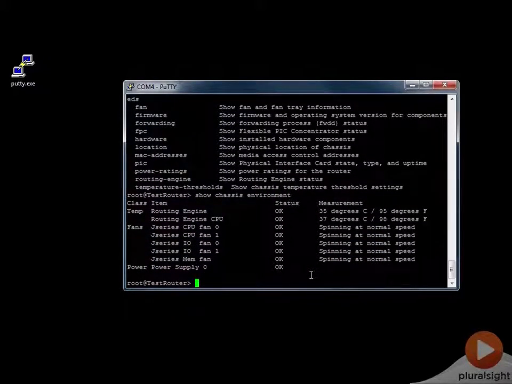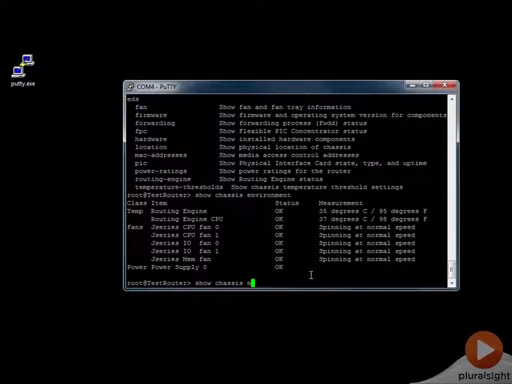Alright, so this is showing us system temperature. This is showing our routing engine temperature at 95 degrees and our routing engine CPU temperature at 98 degrees, which is within normal specifications and operating parameters. Now we have our fan status here and our power supply status.